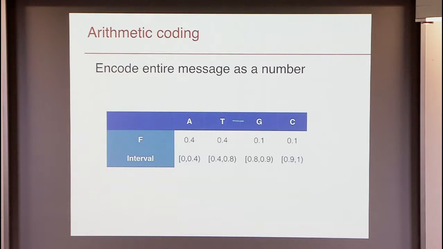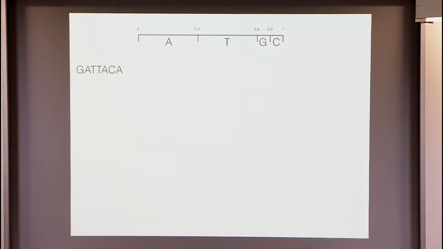So here we've got our same, for the sake of simplicity, our same frequencies. And if we want to divide up the number line between 0 and 1, we're going to put A in the range, the half-open interval 0 to 0.4, T in the half-open interval 0.4 to 0.8, G 0.8 to 0.9, and C 0.9 to 1. And then how could we actually use this? Well, it's essentially a recursive algorithm.